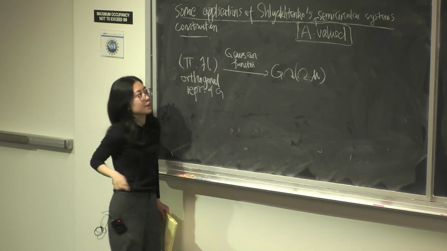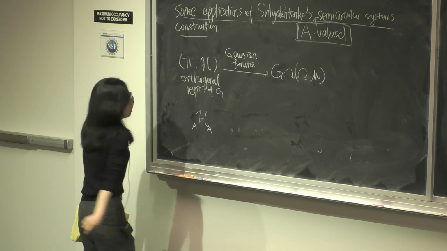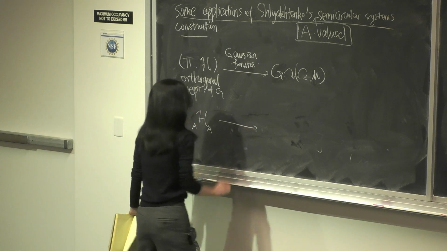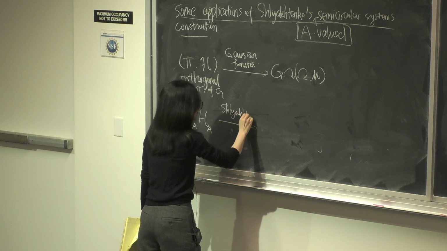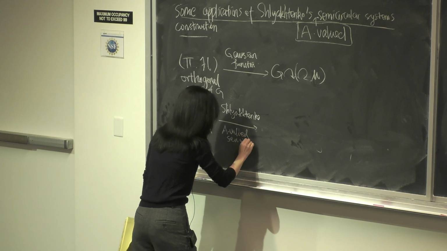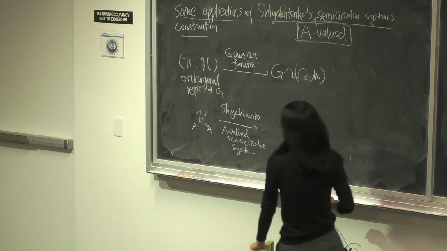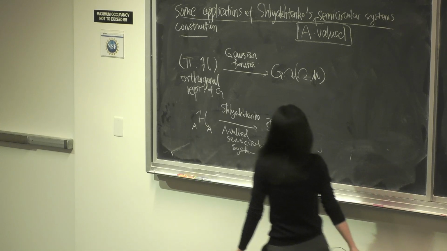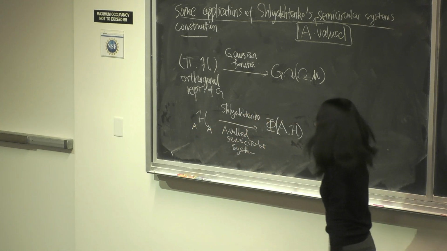So for Shlyakhtenko's A-valued semicircular construction, you start with a symmetric bimodule of a von Neumann algebra. I'll only consider tracial ones. Then you get a larger tracial von Neumann algebra. Let's call it phi of... I'll be more explicit about how these constructions go.